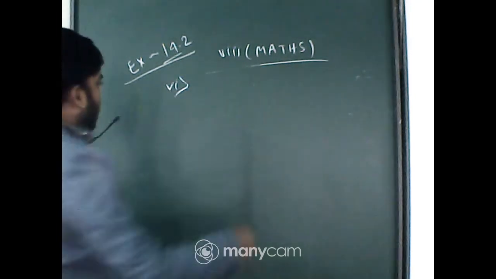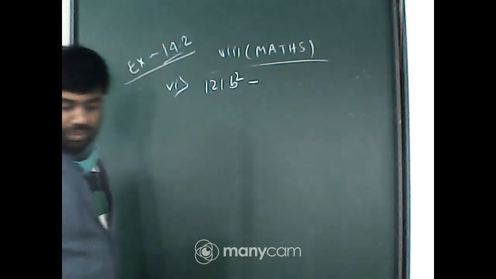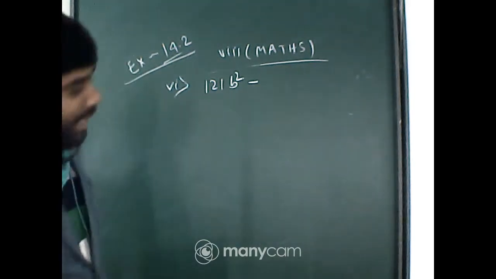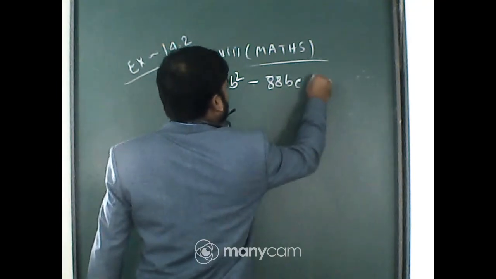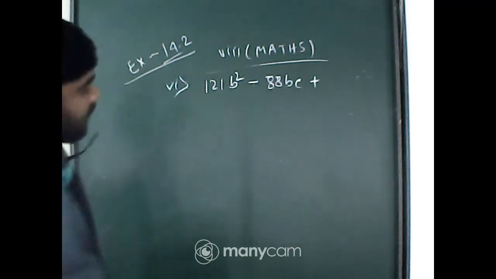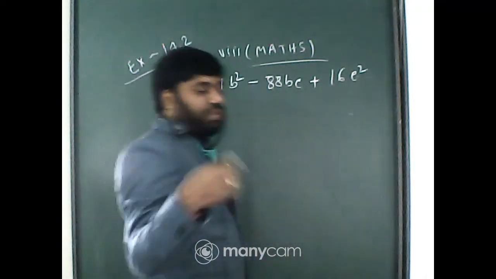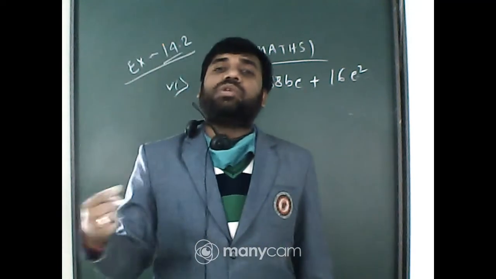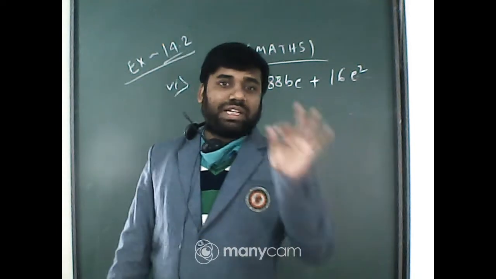121b square minus 88bc plus 16c square. Okay, change it. Previously I applied a plus b whole square. Now I will use a minus b whole square, that is a square minus 2ab plus b square.